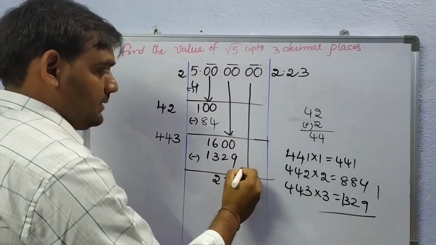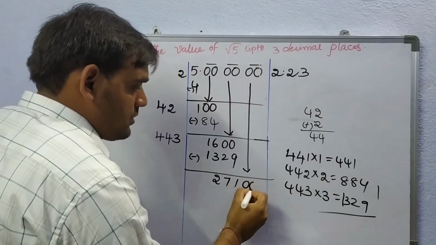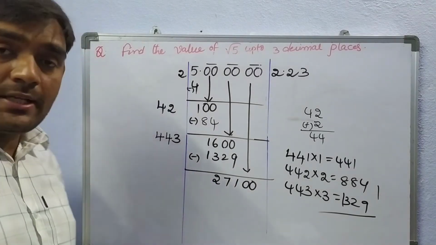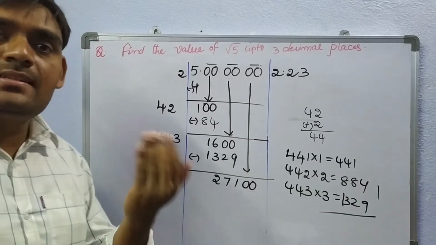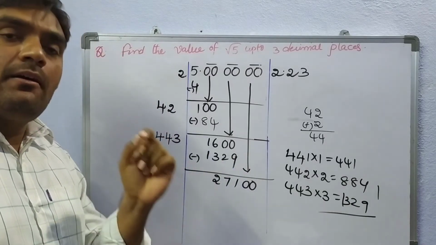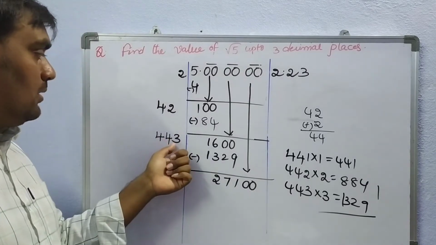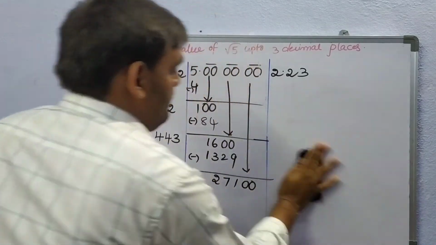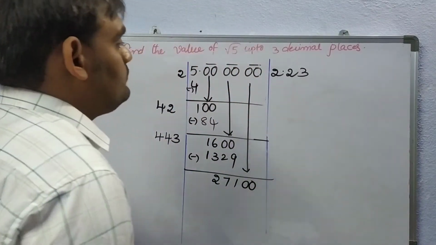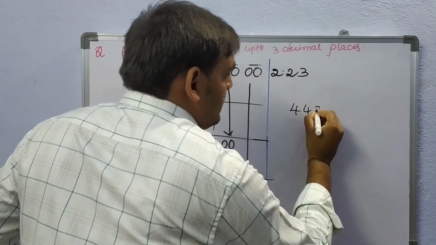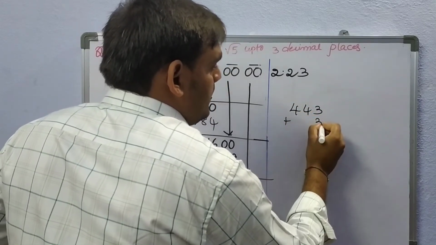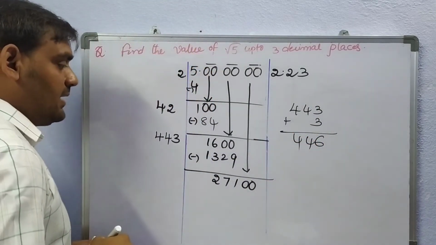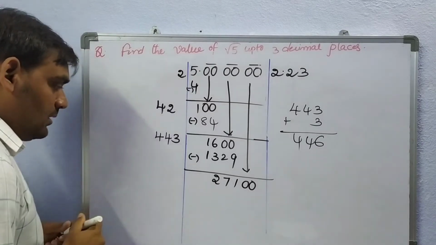Next, we need to drag 2 zeros. Means that group, new group. So this will be the new dividend. And we need to get a new divisor. Am I correct or not? So the new divisor is coming from the previous divisor when we double the unit digit. So here the previous divisor is 443. So for 443 we must add the unit digit. So that is 3. If we add 3 to 443, we will get 446. We must write here 446.